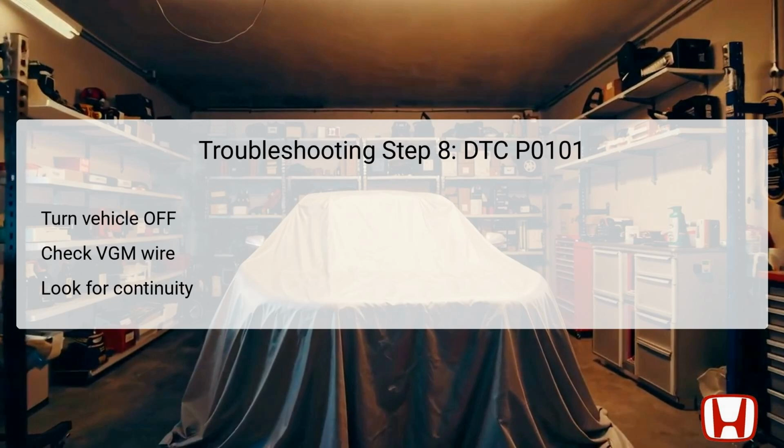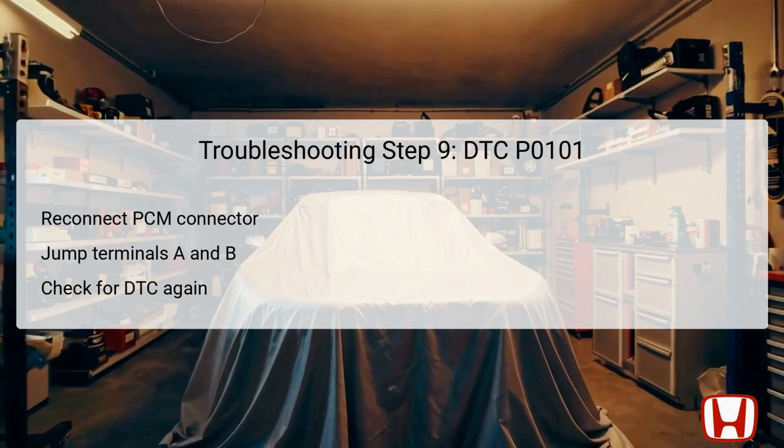connector. Establishing continuity suggests that the VGM wire is functioning properly. If the continuity fails the test, it indicates an open circuit within the wire, which will need to be located and repaired to ensure proper electrical path.